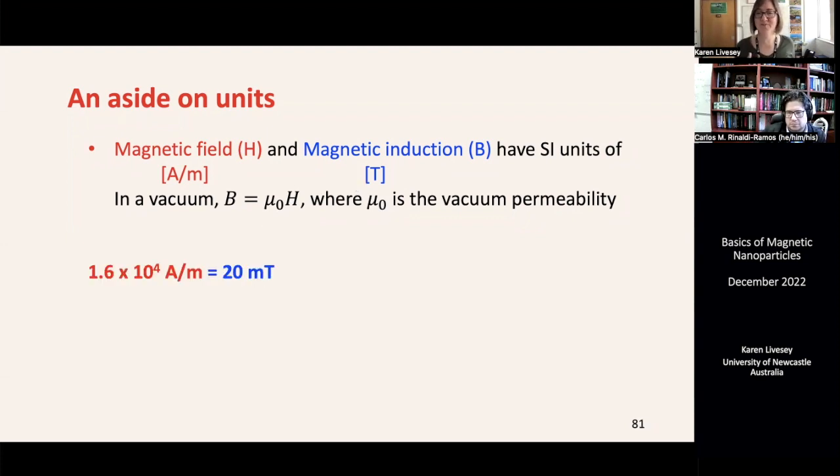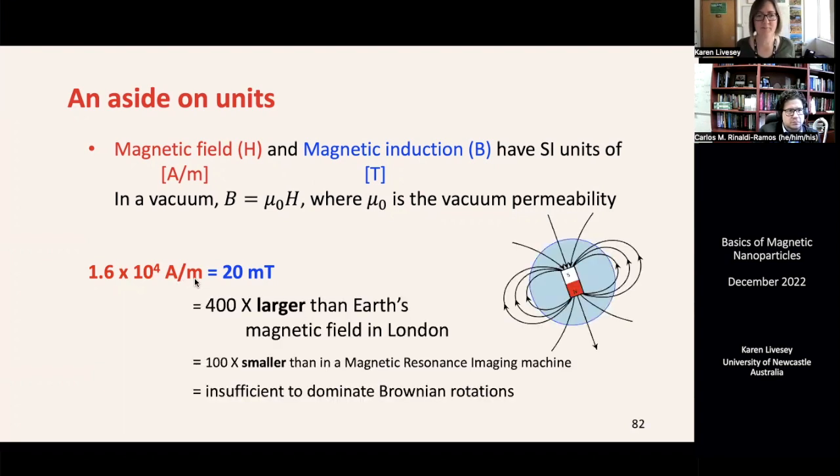To give you a feeling for how big this is, because I know from my own experience, it's nice to know how big these fields are: 20 millitesla, 200 Oersteds in the old language. 20 millitesla is about 1.6 times 10 to the 4 amps per meter. And how big is that? It's about 400 times larger than the Earth's magnetic field in London. I chose London because these talks were originally given in London. It's on that order elsewhere on Earth as well.